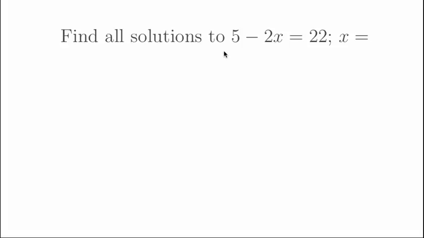So the key to solving equations of any sort is to simply undo the operations one by one until we've isolated x. And here's the real key: when I have x equals something, then I'm done. So let's start by writing down the equation. 5 minus 2x equals 22.